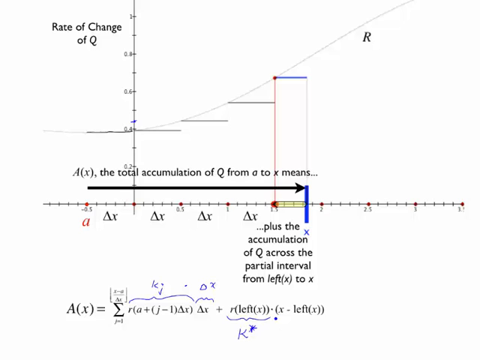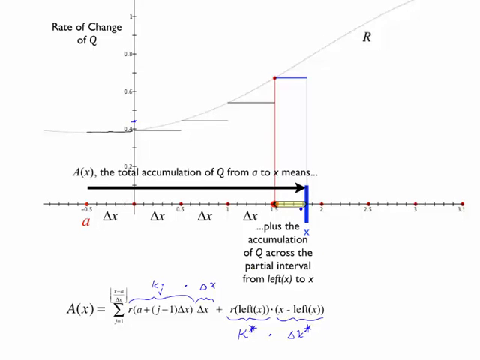And then what's this? X minus left X. It's a distance less than delta x. X minus left of x will be that distance of that yellow right there. So we'll call it delta x star, because it's not delta x, it's less than delta x. Okay? And so what is K star times delta x star?